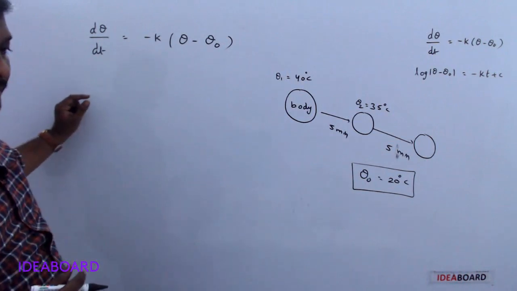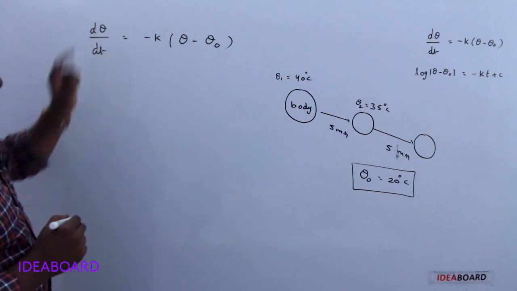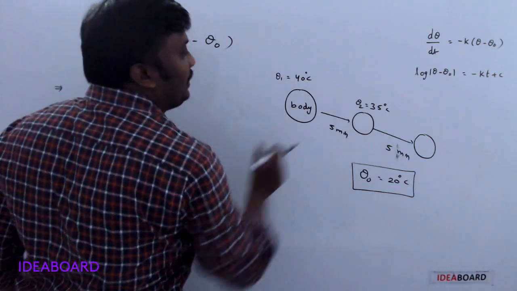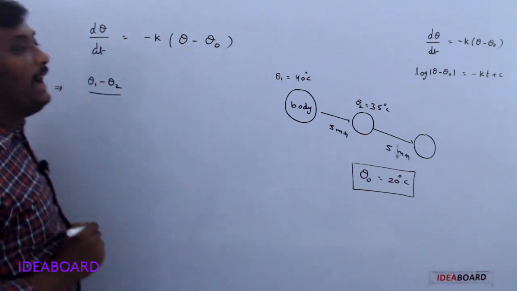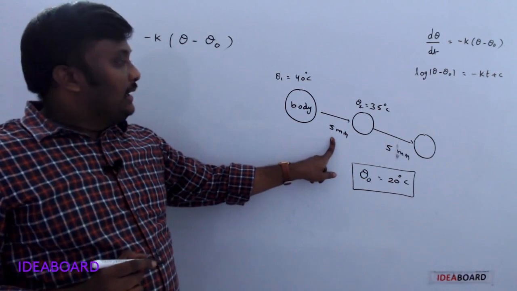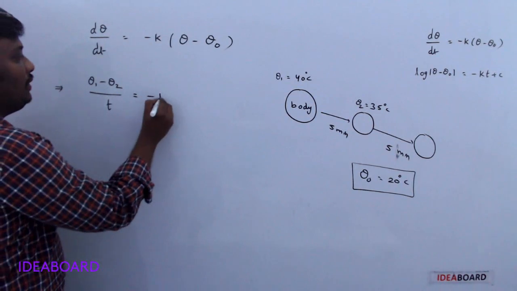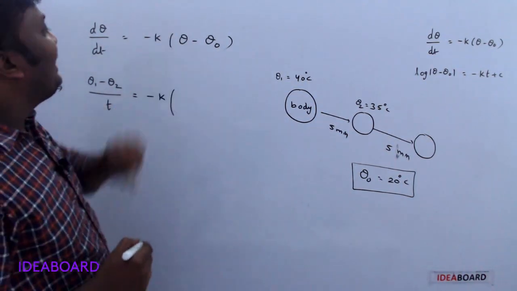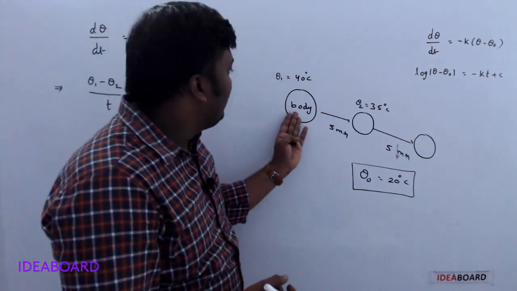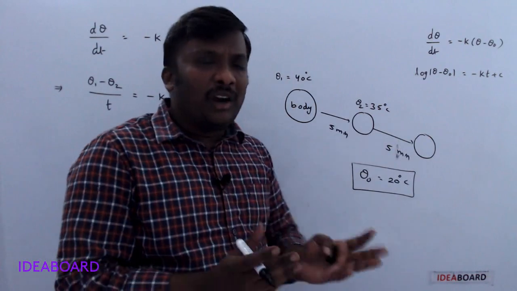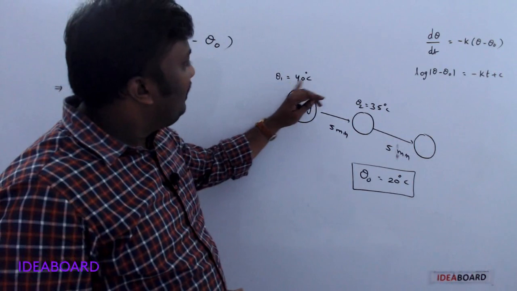See from this equation, what is d theta? D theta is nothing but the change in temperature. Change in temperature means theta 1 minus theta 2, divided by the time it takes. That time is taken as t. That is equal to minus k into, here what is theta? Theta is the temperature of the body. This is the body and this is also the same body. The body does not change. So which temperature may you take, theta 1 or theta 2?